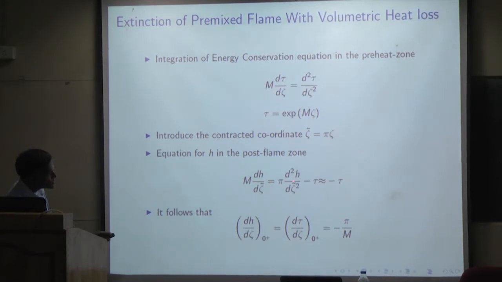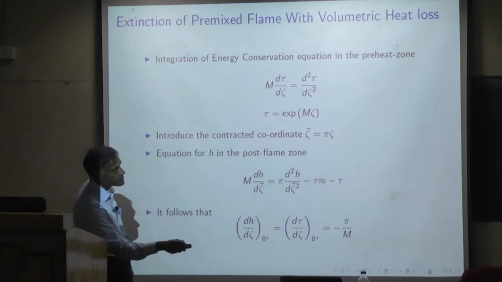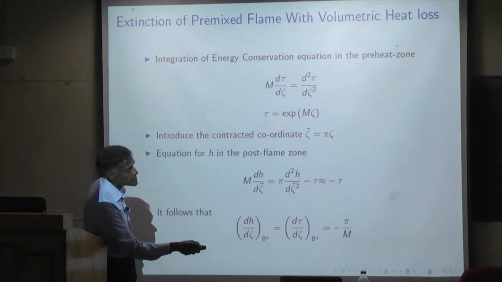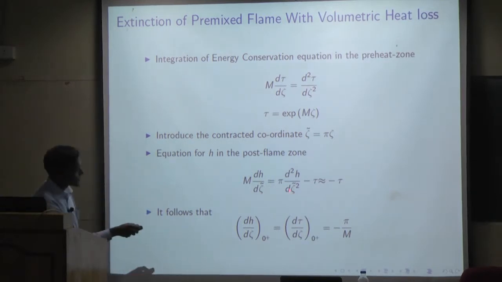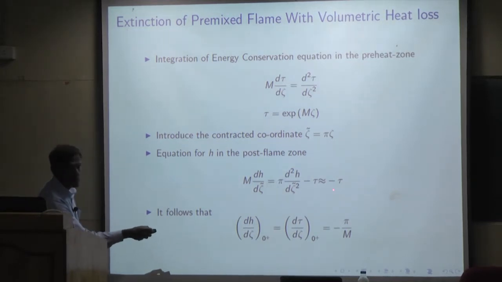Now you can see that the second derivative term is of order pi, and we have already said that pi is very small. Therefore, it turns out that in the post-flame zone, the second derivative can be neglected. Only the first derivative of enthalpy contributes. If you drop that, it's just equal to minus tau. So the derivative dh d tau in this region is simply tau.